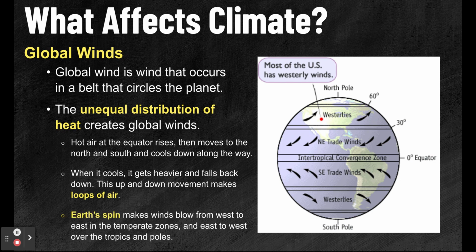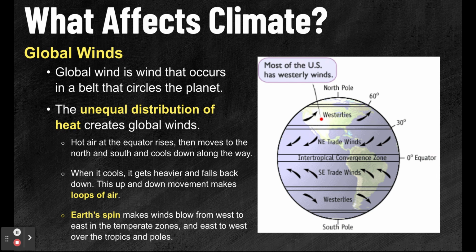In addition to that, as Earth spins, it makes wind blow in certain directions. So the wind blows from the west to the east in the temperate zones, and it blows from the east to the west in the tropics and the poles. So you can see near the center of the Earth, near the equator, the winds both above and below the equator are blowing from east to west. But as you move toward the poles, up in the temperate zones, the wind blows from the west to the east.